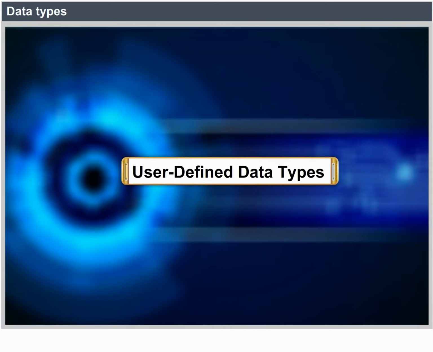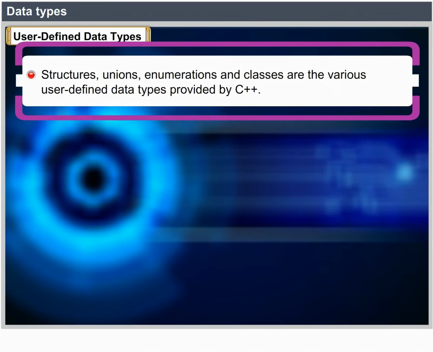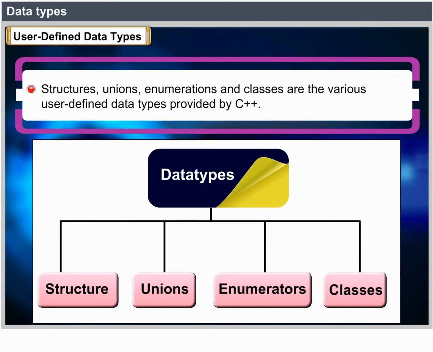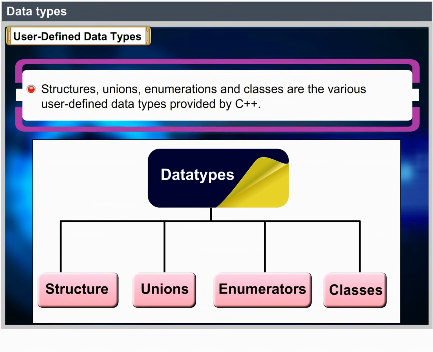User-defined data types. Various user-defined data types provided by C++ are structures, unions, enumerations, and classes.